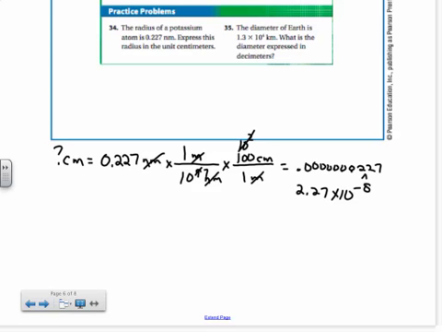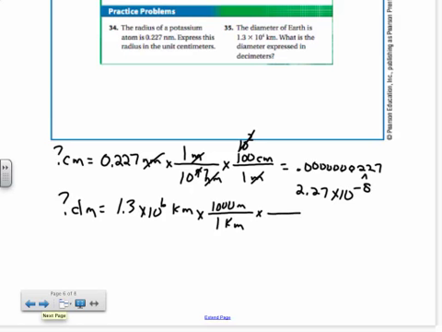Okay. Diameter of the Earth is 1.3 times 10 to the 6 kilometers. What is the diameter expressed in decimeters? So, convert first. I'm going to go first to meters, then to decimeters. 1 kilometer, 1,000 meters, and then 1 meter, 10 decimeters. Kilometers cancel, meters cancel. That looks good.